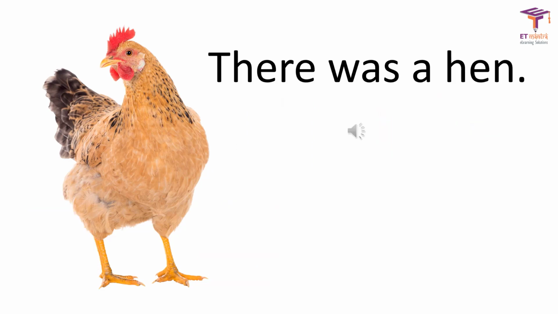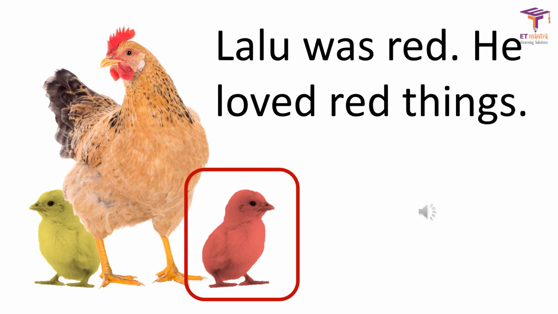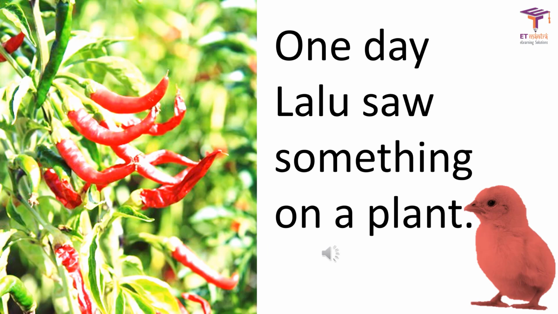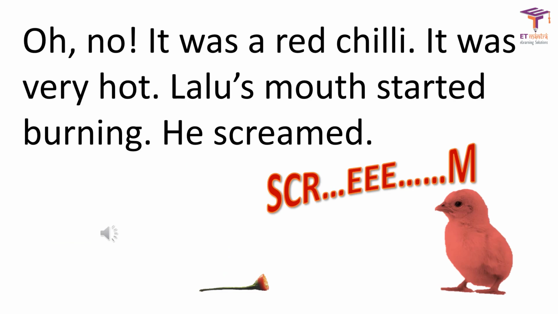There was a hen. She had two chicks, Lalu and Pilu. Lalu was red. He loved red things. Pilu was yellow. He loved yellow things. One day Lalu saw something on a plant. It was red. He ate it up. Oh, no. It was a red chili. It was very hot. Lalu's mouth started burning. He screamed.